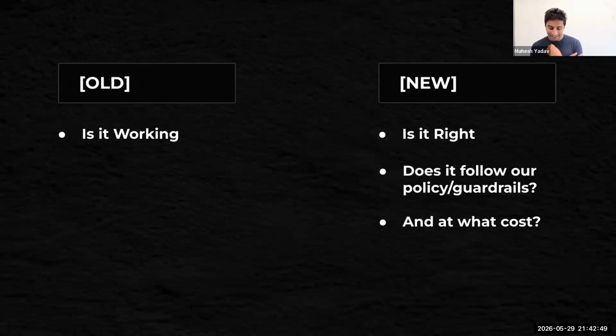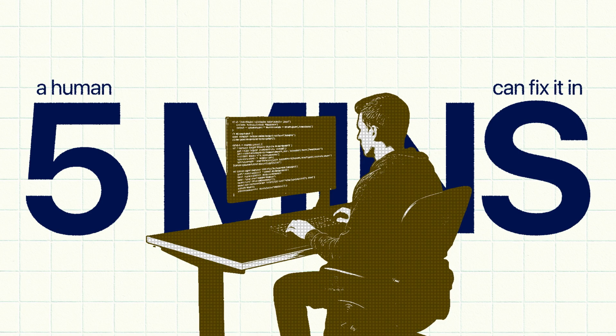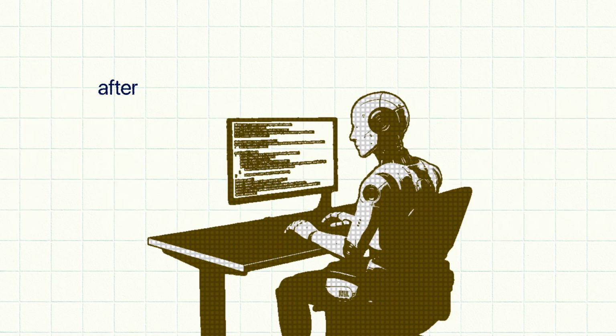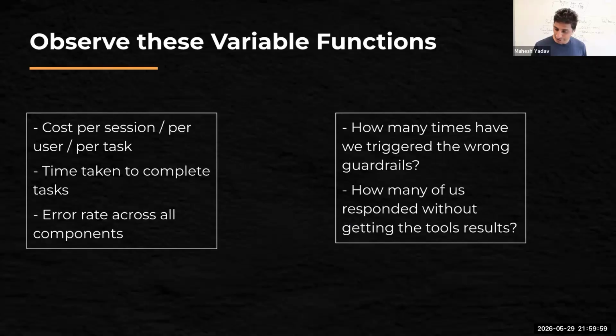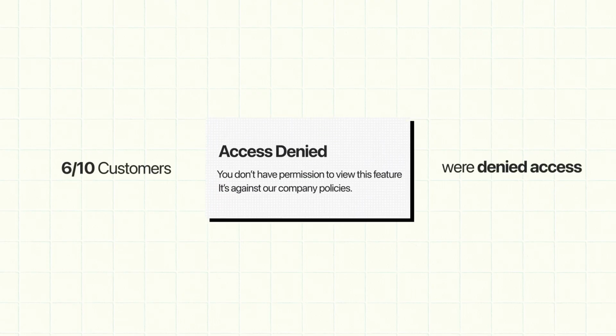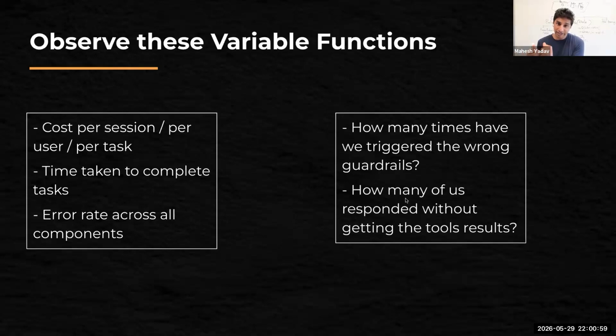And then somebody came in and said, hey, fix my Outlook. That's the problem. A human can fix it in 5 minutes, and an agent can't figure it out after spending $1,000. When we launched our first agent, when I was at Google, we put in so many policies that 6 out of 10 customers were just denied access. That's why your agent is failing today.